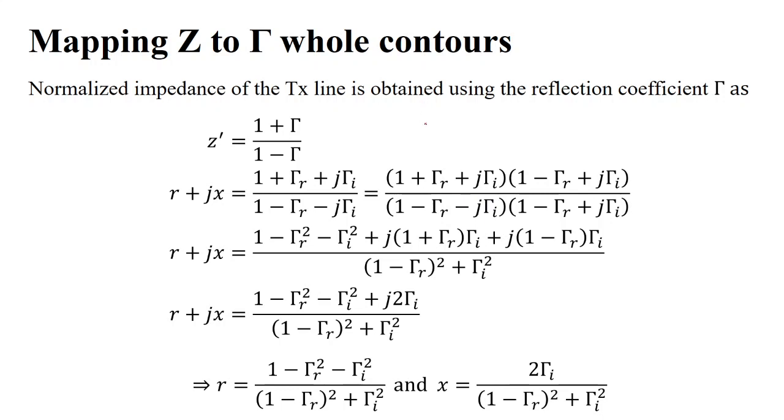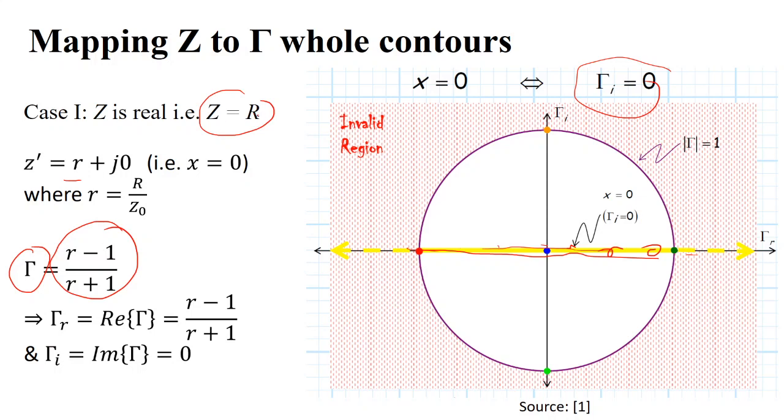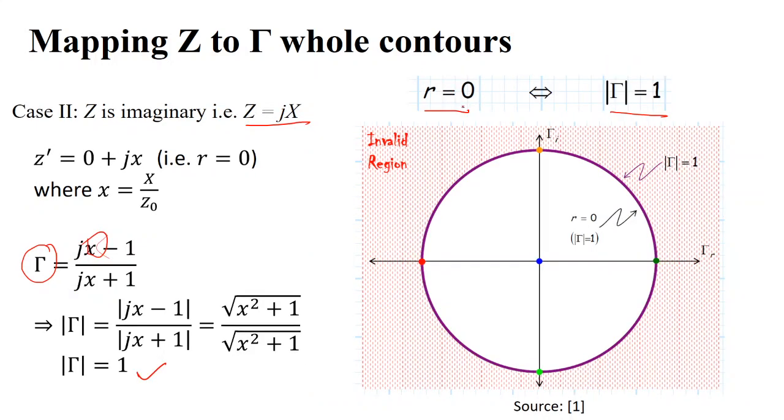Now, in general, if both are present, we have seen that in this case R is there and the reactive component is 0. In this case, we have seen R is 0 and X is present. Now, if both are present, how will it look? How will the points Z be mapped to the component? This is slightly complex. You have to go through the derivations.